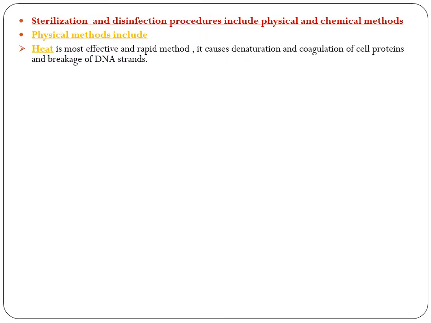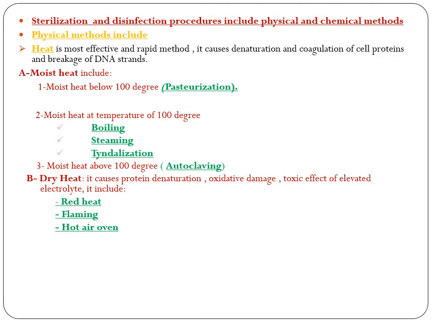Talking about the procedures of sterilization and disinfection, we know that the physical methods include heat, and heat is the most effective and rapid method. It can cause denaturation and coagulation of the bacterial cell protein and breakdown of the DNA strand. Moist heat includes three methods. Moist heat below 100 degrees centigrade, including pasteurization of dairy products and milk. Moist heat at 100 degrees centigrade, including boiling, steaming, and tyndallization, which is boiling for 3 successive days for 15 minutes for highly contaminated materials. Moist heat above 100 degrees centigrade, including autoclaving.